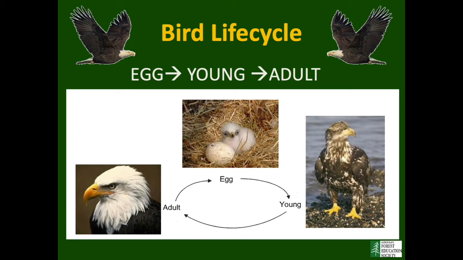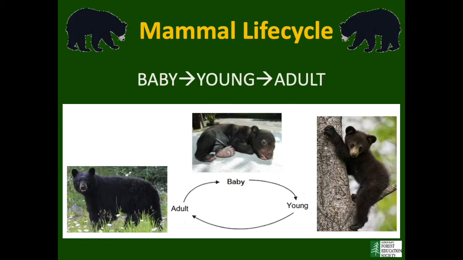They're very good parents to their young, and often both parents will participate in protecting the nest and feeding their babies. Next, we're going to take a look at the life cycle of a mammal, such as this black bear. What is a mammal? Well, mammals are warm-blooded animals with fur or hair, and they feed their babies milk when they're young.